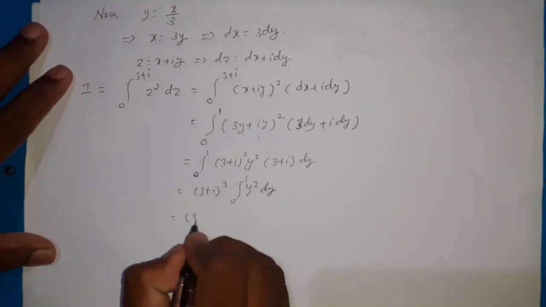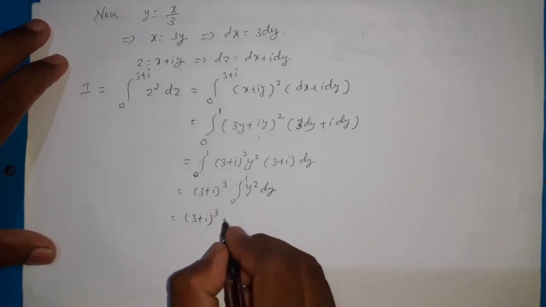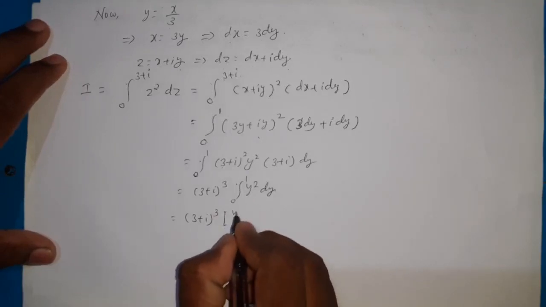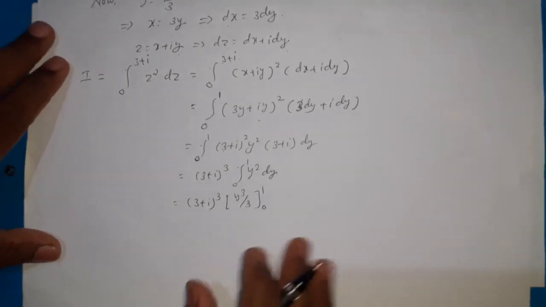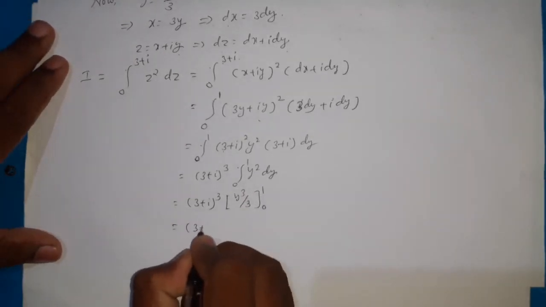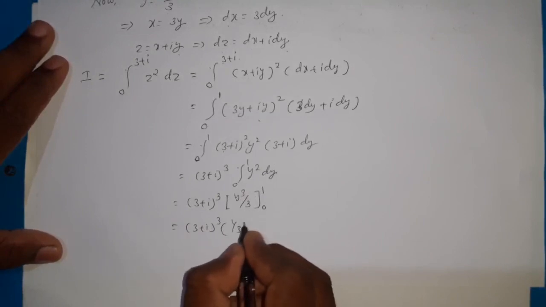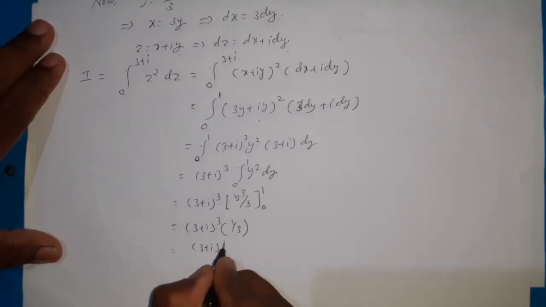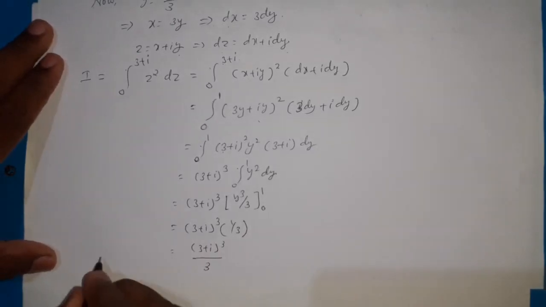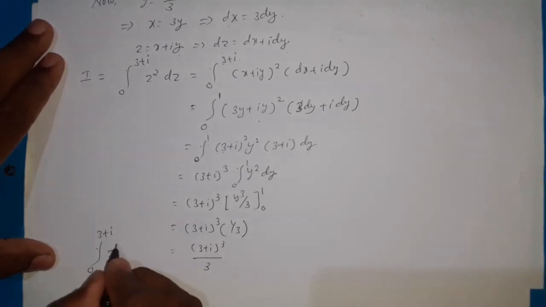Then it is equal to (3 plus i) whole cube, and the integration of y square is y cube divided by 3 from 0 to 1. So this is equal to (3 plus i) whole cube into 1 by 3 minus 0. Therefore it is (3 plus i) whole cube divided by 3, that is the value of the integral from 0 to 3 plus i of z square dz.